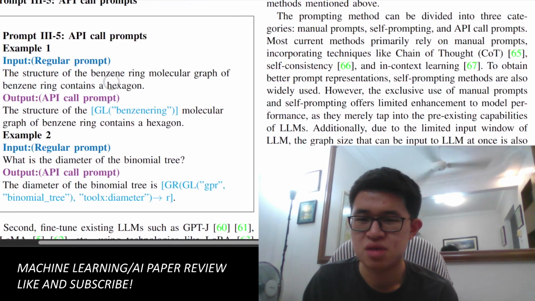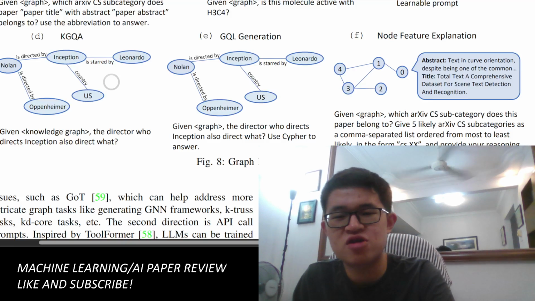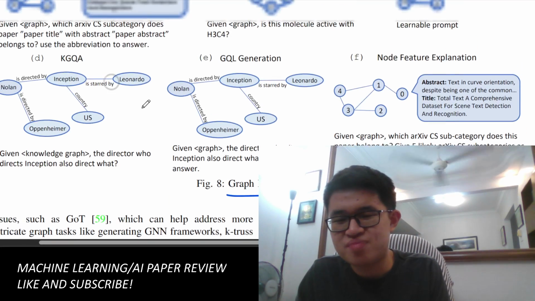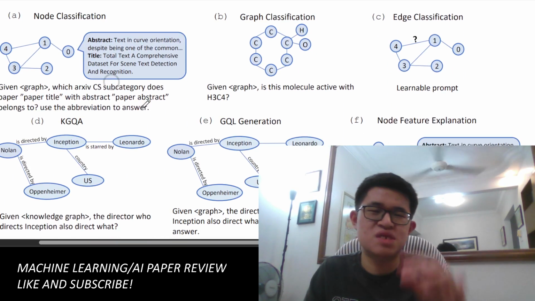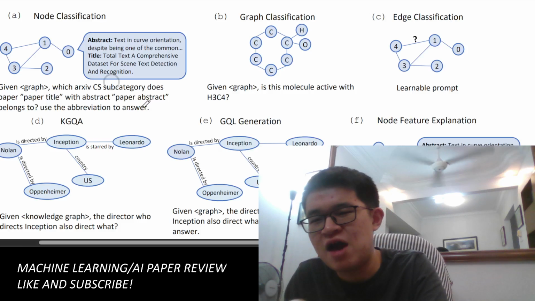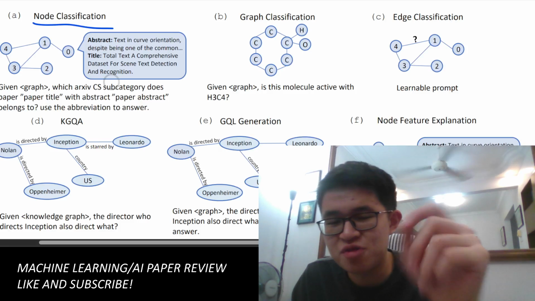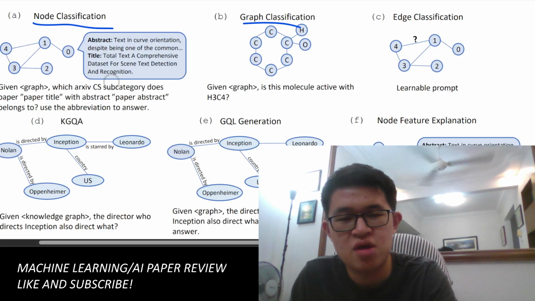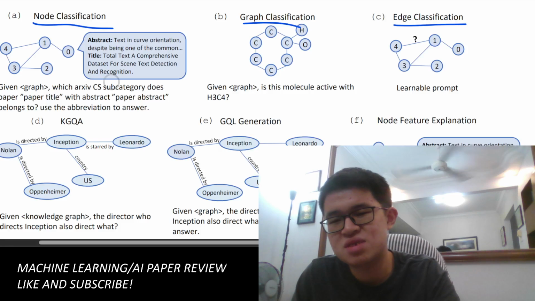All right, let's see. What do we have here? Okay, we have reached the next part: graph learning tasks. For graph learning tasks, we have a few of them, and this is very typical in graph neural network papers. We have classifying the type of node, the identity of the node, or you can even classify the entire graph itself. And you can classify what type of connection, what kind of edge that is.